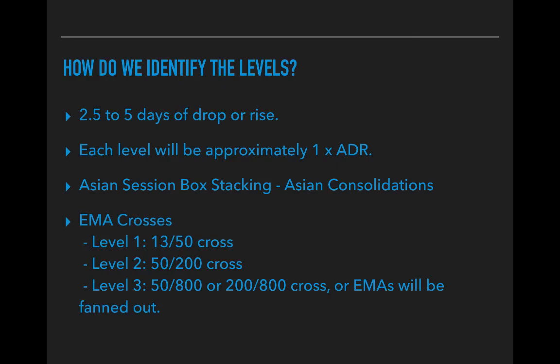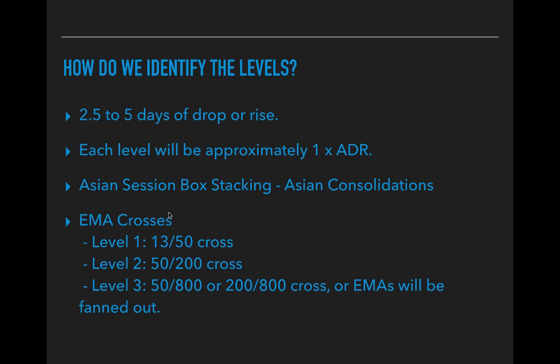Basically, you're looking for 2.5 to 5 days of drop or rise. Each level will be approximately 1 ADR. That's why it's important to have the ADR indicator, so you'll know what each pair's ADR is, and you can tell from that whether you're in level 1 or level 2. Then Asian session box stacking, Asian consolidations. I'll show you examples later, but you're looking for the Asian session boxes to stack on top of each other over the days.